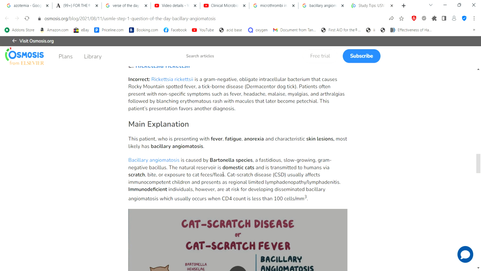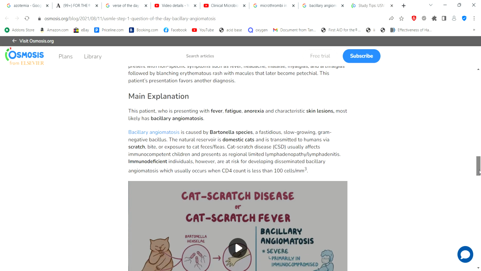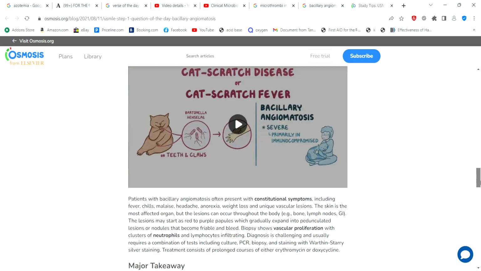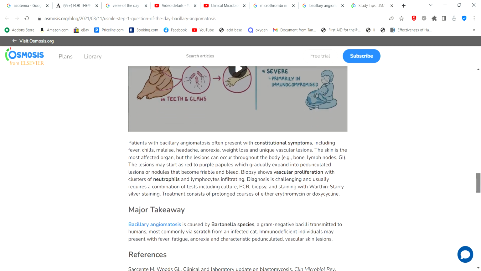It's seen in cats. Cat scratch disease usually affects immunocompetent children, presenting with regional limited lymphadenitis. In immunodeficient individuals, it causes bacillary angiomatosis, which usually occurs when CD4 is less than 100.